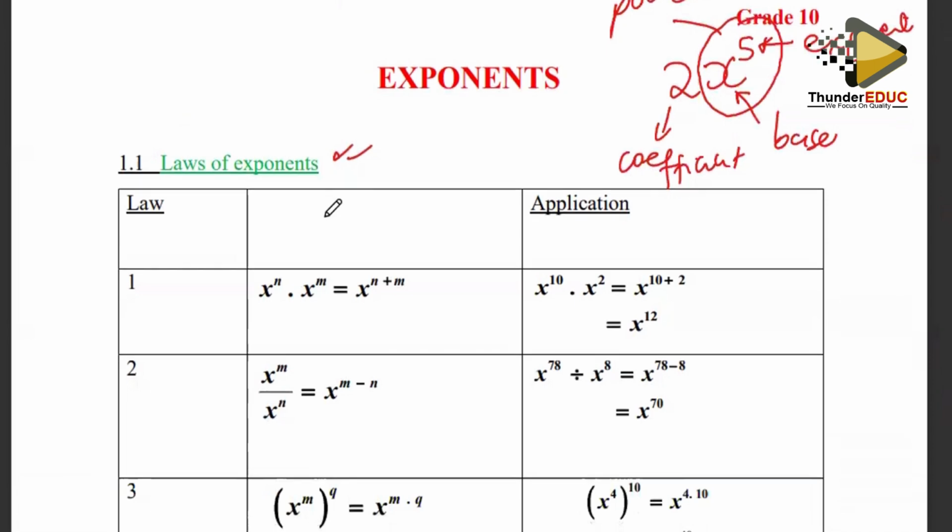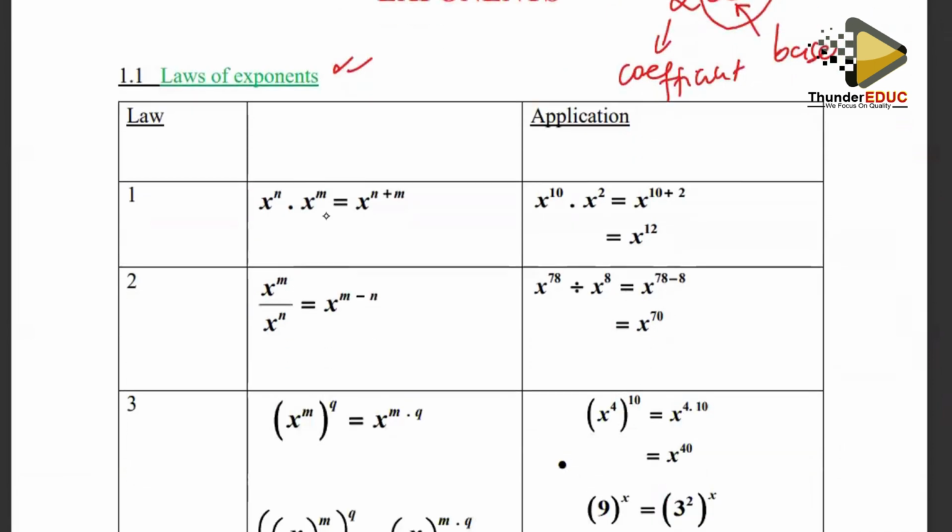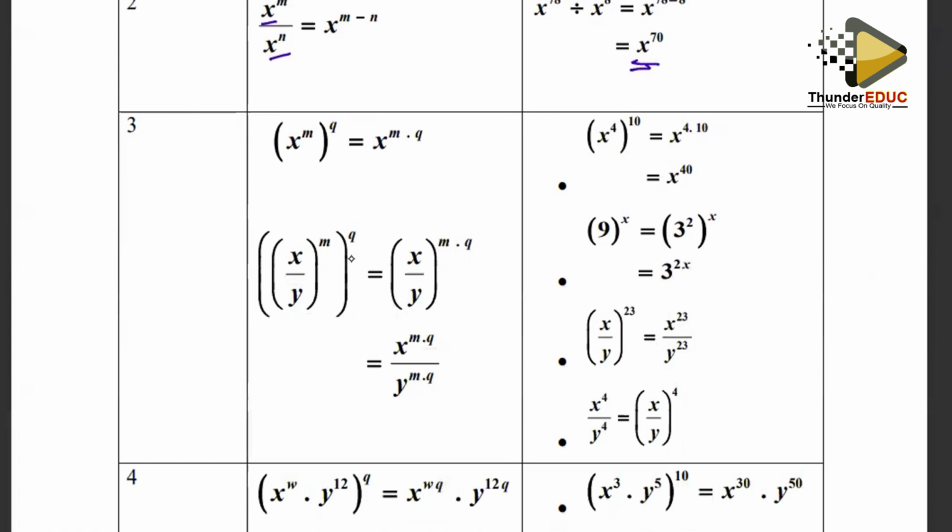So the laws, we have the multiplication law that tells us if you're multiplying numbers with the same bases, you can as well add the exponents. Just quick, we want it quick here. Okay, so x to the 10 multiplied by x to the 2, we just have x to the 10 plus 2, which is x to the 12. Then if you're dividing numbers with the same bases, we subtract. That's an example. And then if we have an exponent and then raised to another exponent, we just have to multiply the 2 exponents. There we go. So x to the 4 multiplied by 10, you get x to the 40.